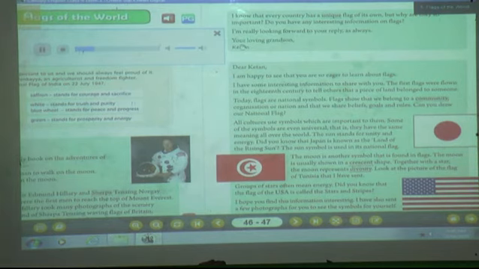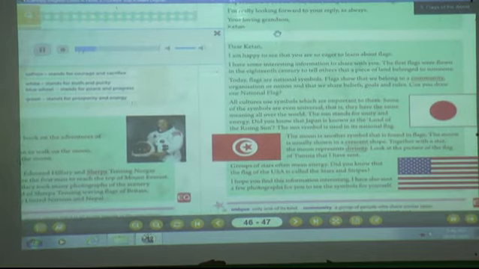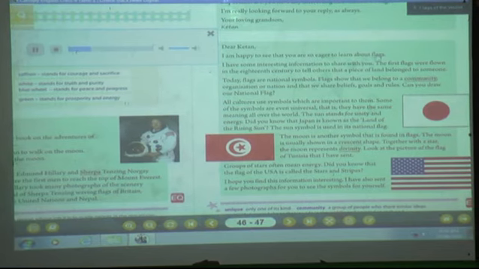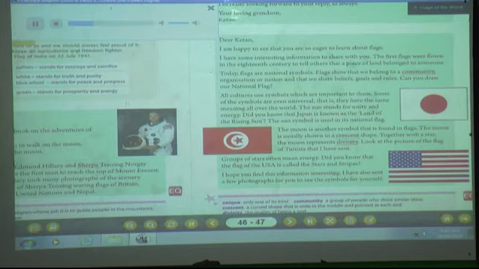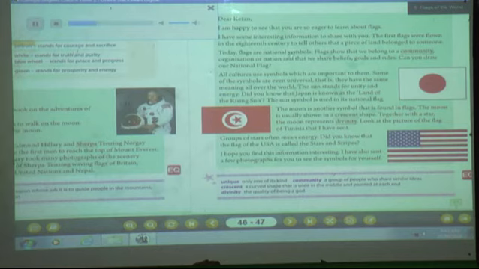Your loving grandson, Ketan. Dear Ketan, I am happy to see that you are so eager to learn about flags. I have some interesting information to share with you. The first flags were flown in the 18th century to tell others that a piece of land belonged to someone. Today, flags are national symbols. Flags show that we belong to a community, organization, or nation, and that we share beliefs, goals, and rules. Can you draw our national flag?